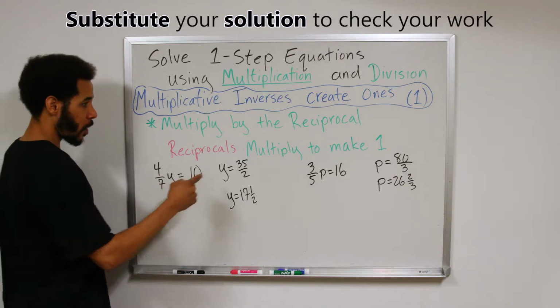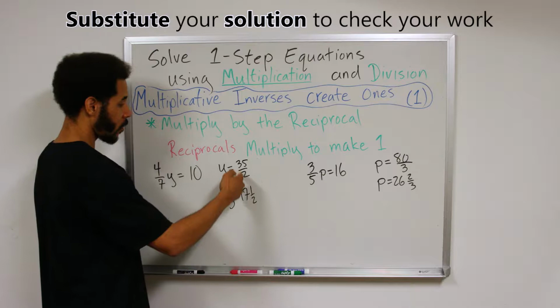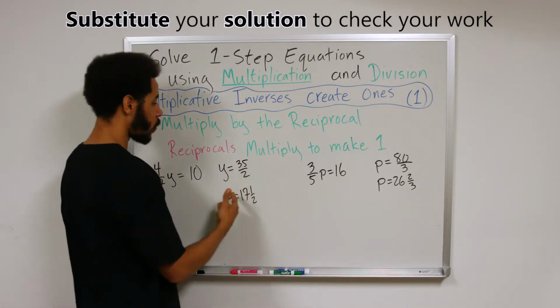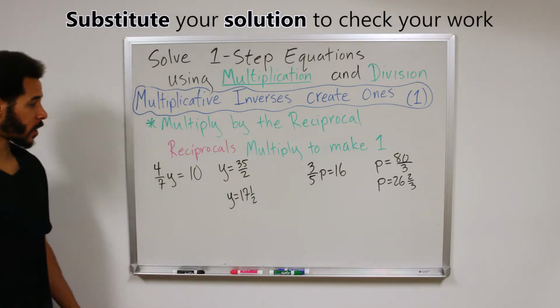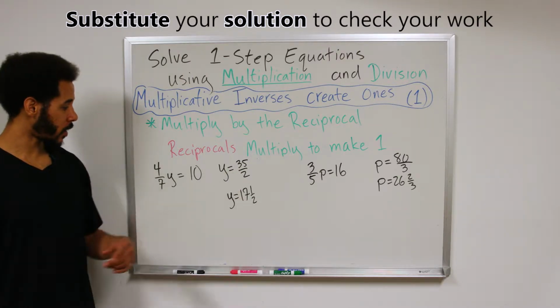So we just solved for y and p here. We found that y is equivalent to 35 over 2. We had also said 70 over 4, but 35 over 2 is the more simplified answer. As a mixed fraction or a mixed number, this is 17 and 1/2.